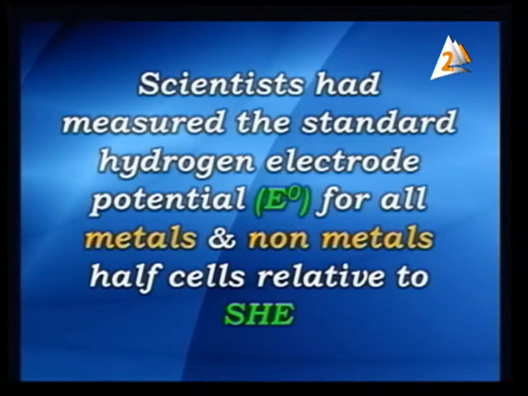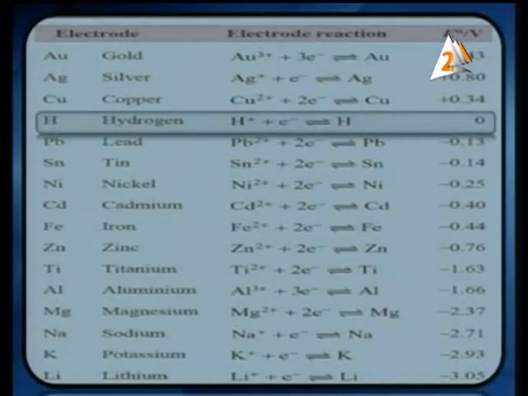It means lithium. The standard oxidation potential for lithium is 3.045, which means positive. But for standard reduction, it is the same value but negative, 3.045. What about the hydrogen? Its standard oxidation potential is 0, and its standard reduction potential is 0 volt also.